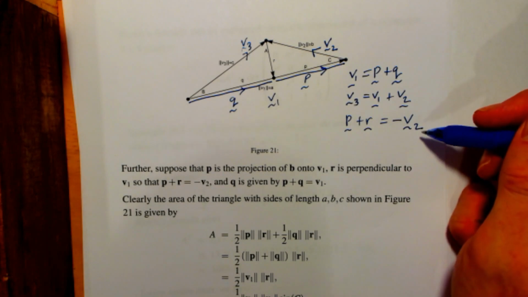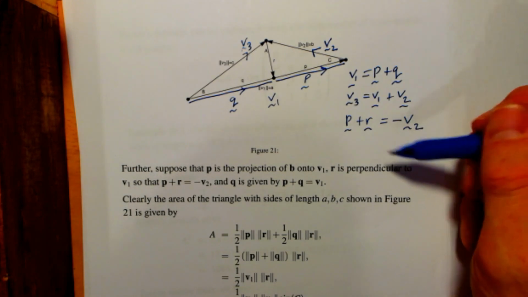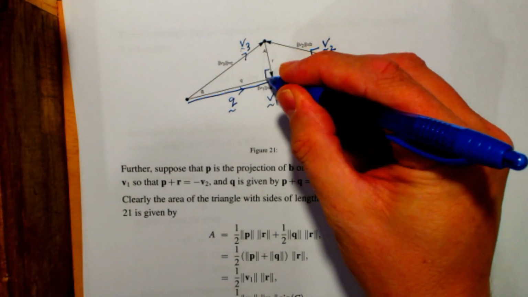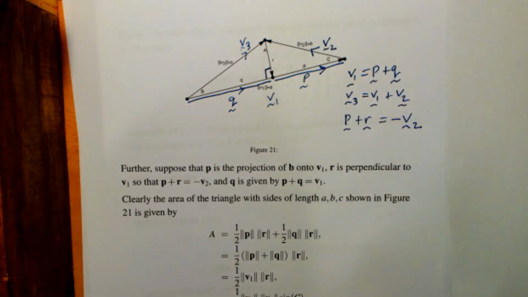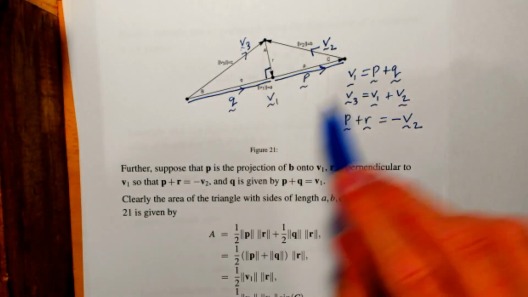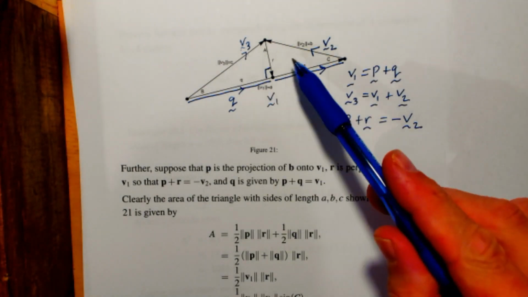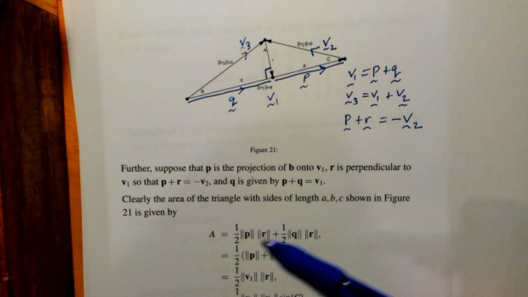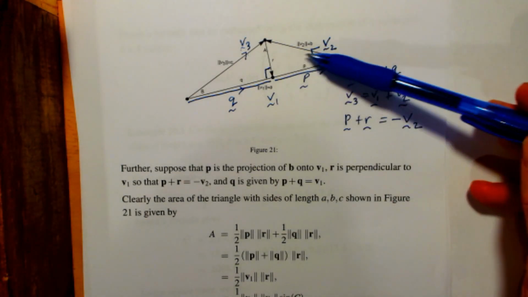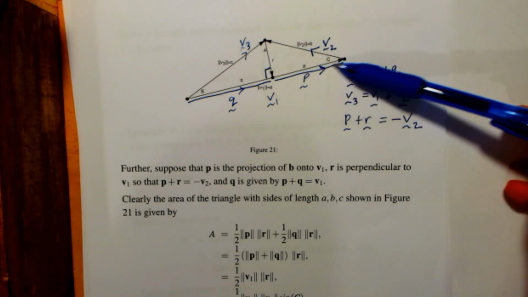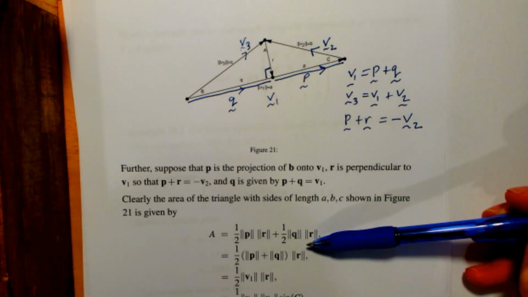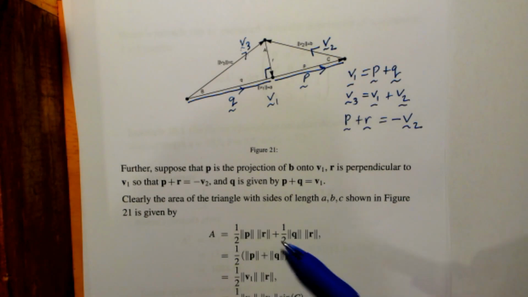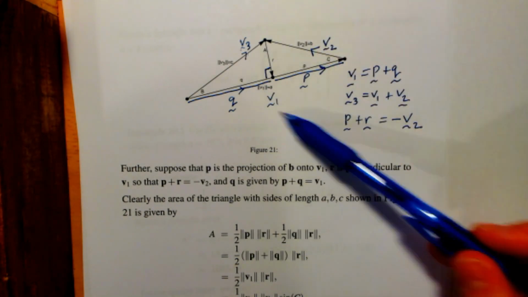Alright, so given all these three, let's begin to calculate the area of this triangle. Now we've chosen R to be perpendicular to v1, so that the area of this triangle shown here is the sum of the areas of these two right triangles. So in other words, 1/2 the norm of P times the norm of R gives the area of this triangle on the right.